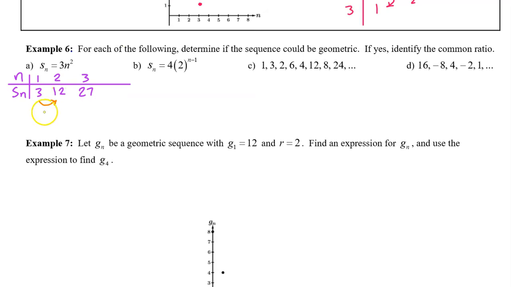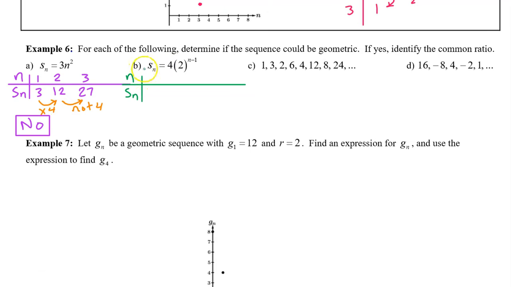From 3 to 12, the ratio is 4. 3 times 4 is 12. But from 12 to 27, the ratio is, well, it's not 4. Because 4 times 12 is 48, not 27. And that's all that matters. No, part A is not geometric.